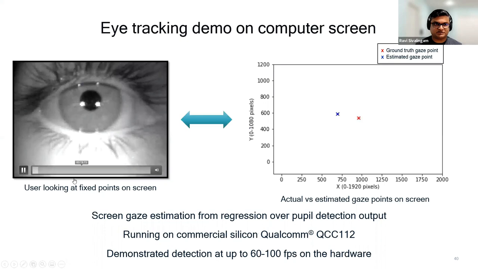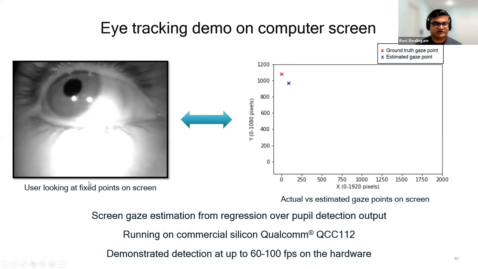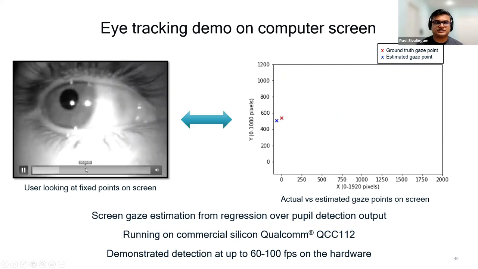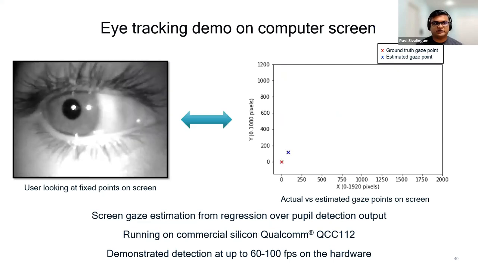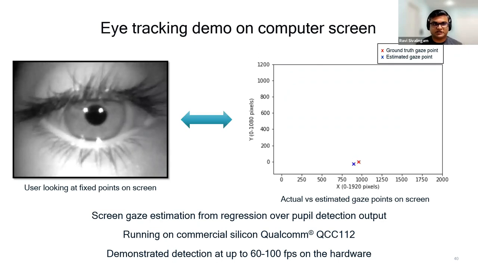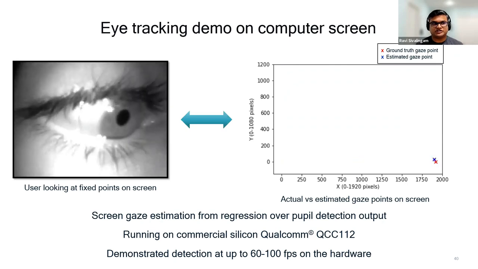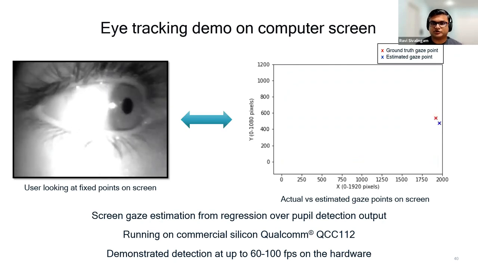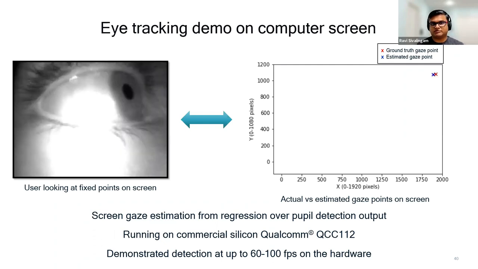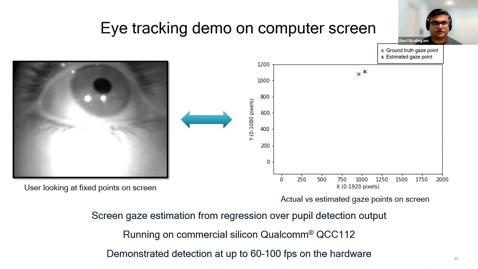Here's just a simple demo that one of our interns put together, mapping this to tracking eye gaze points on the screen, where the red dot is where the user is asked to look, and the blue dot is the prediction based on just what we do on the QCC112, right? So ideally more sophisticated gaze tracking algorithms can be used downstream, but for really coarse applications, we can do simple things directly on the lightweight processor on the QCC112. And as I mentioned, this demo is actually running on our commercially deployable hardware.